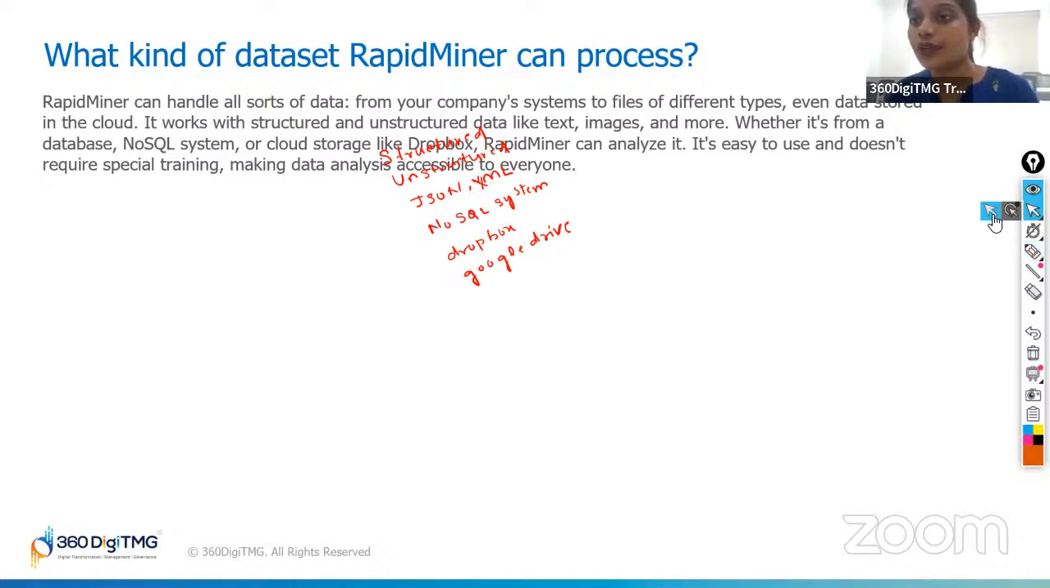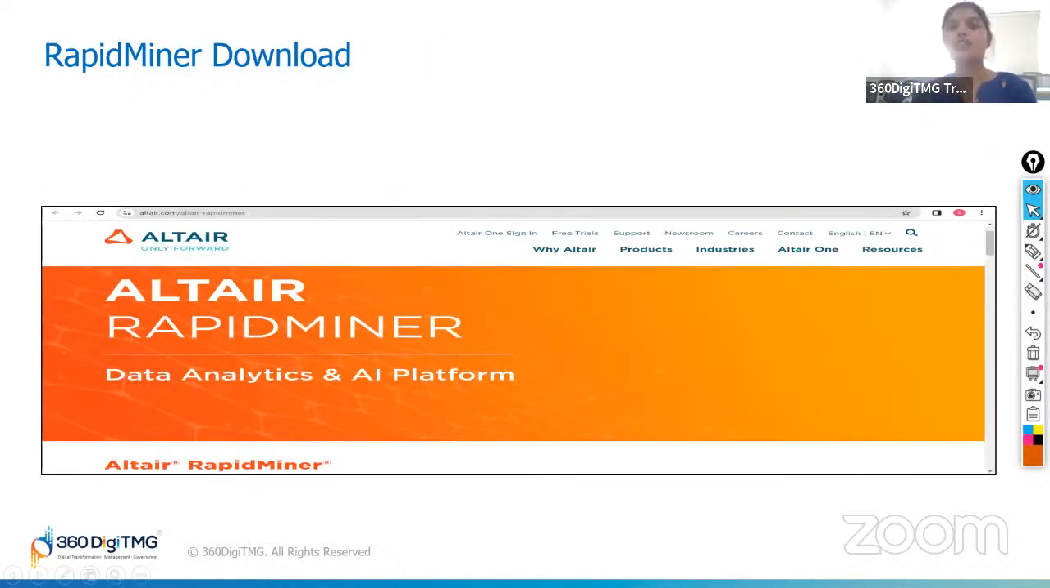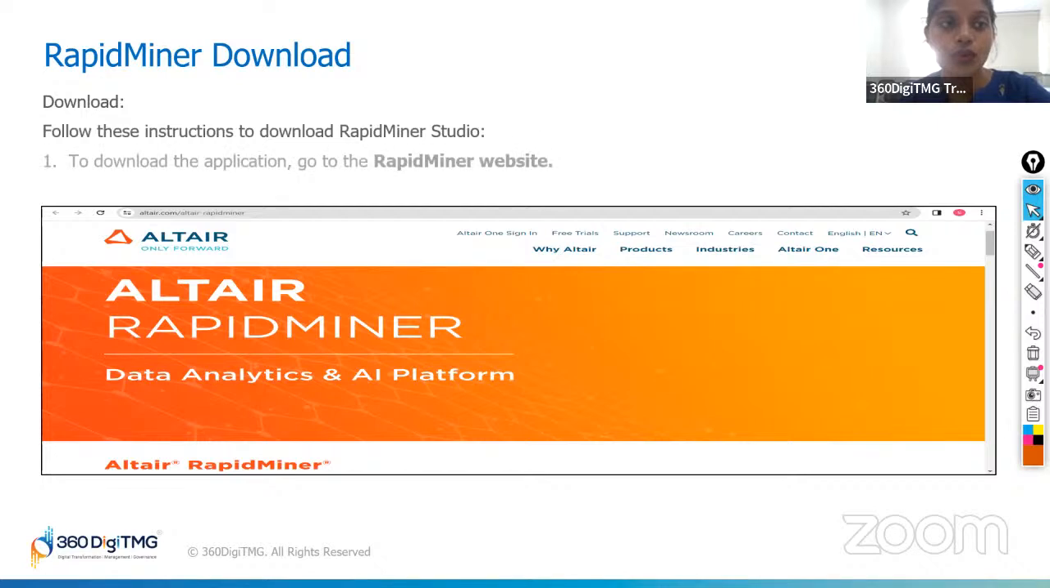Okay, now let's see what is present next. We have also seen what are the different products present. So now let's talk about the next concept, how to download and install RapidMiner Studio. As I told before, the first product that is present is RapidMiner Studio. We are going to see how to download and install it. So the first step that you have to do in order to download, you have to go to the RapidMiner website.